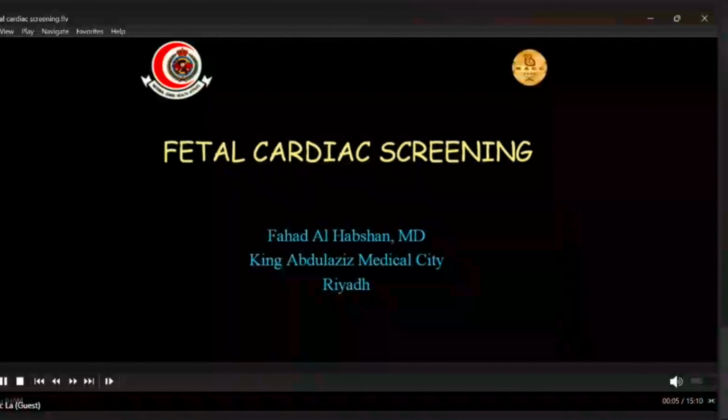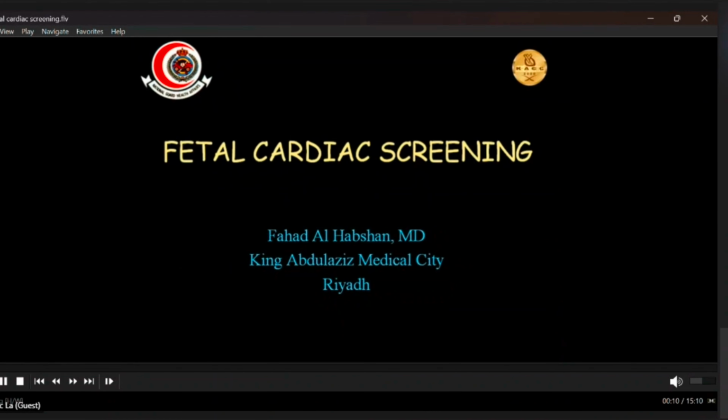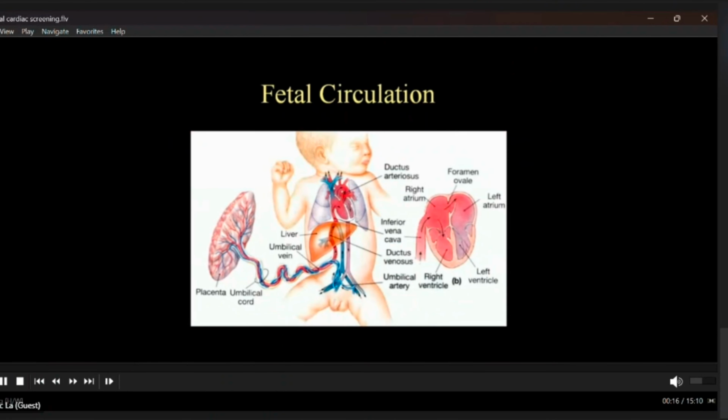Course for the group who were interested in fetal cardiac scanning. And this session is going to be about the basic fetal cardiac screening. This is a diagram showing the fetal circulation.